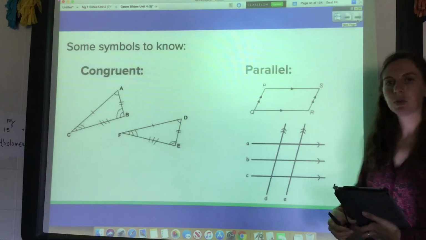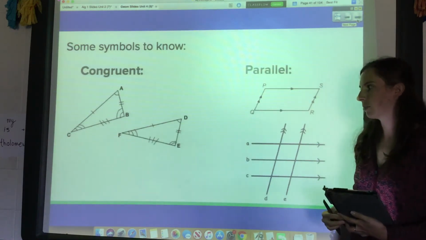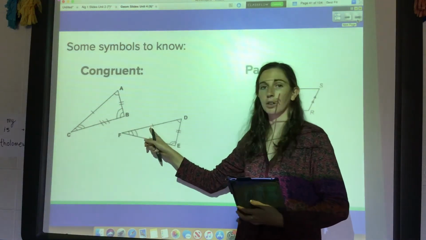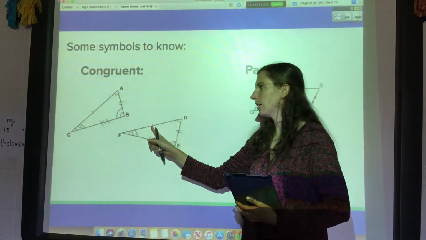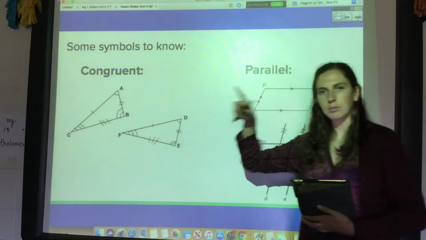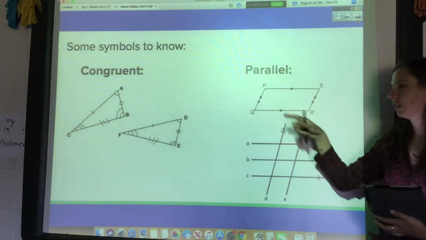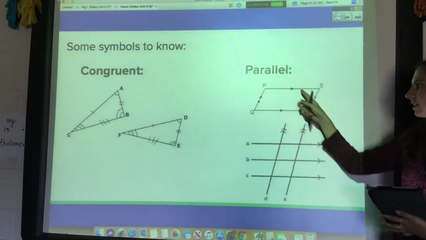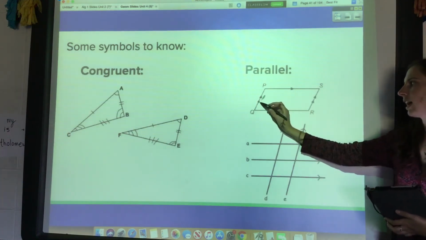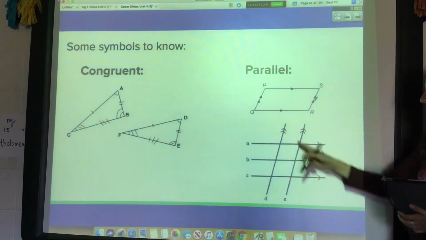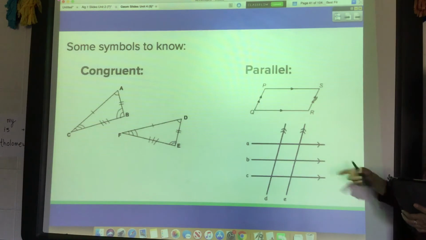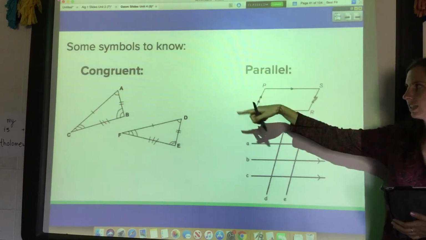Before we get into this, I want to review just a few symbols. Remember, if you have lines like this, it means that they're congruent. Like these sides are congruent and these angles are congruent. If you ever, instead of a little dash, have arrows, that actually means that the sides are parallel. So these two are parallel, and these two that have two arrows are parallel. Or like these are parallel, and all three of these are parallel because they have the same mark. So arrow means parallel, just a dash means congruent.